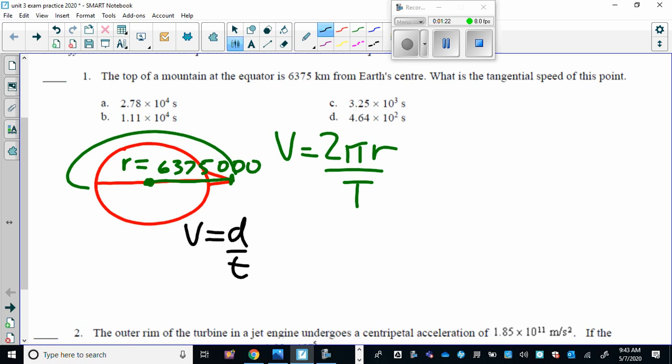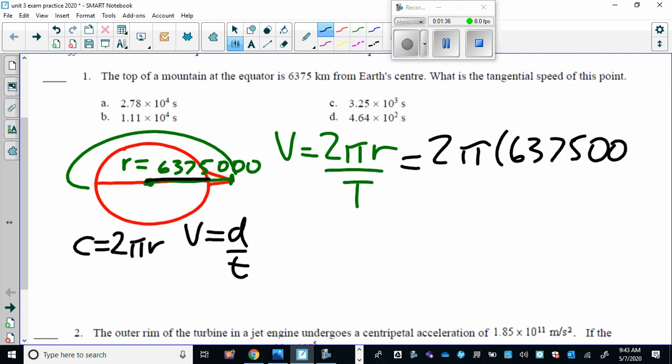But d in circles is the circumference of a circle. And the circumference of a circle is 2 pi r. So we have the radius. The only thing we need to know is what is the value of t, and t is simply the period of rotation of the Earth, which is 24 hours. All right, so that's the only difficult part of this question, really, is figuring out what the value of t is. And once you realize it's a mountain at the equator, then it's going to take 24 hours for the top of that mountain to return to the position from where it started.